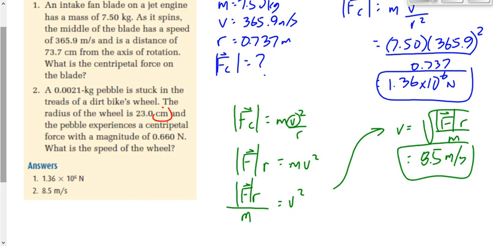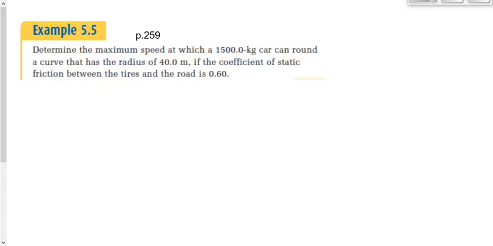That make sense? Okay, let's do one more quick example, and then we'll wrap it up for the day here. Last example here. Example 5.5 on page 259 says, determine the max speed at which a 1,500 kilogram car can round a curve with a radius of 40 meters, where the coefficient of static friction between the tires and the road is 0.60. And you can imagine if you're an engineer designing a road, this would be a useful calculation to be able to perform, right? What's the maximum speed that you can go around this turn at?